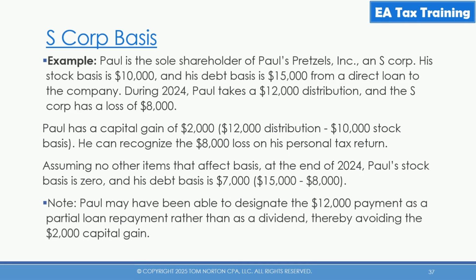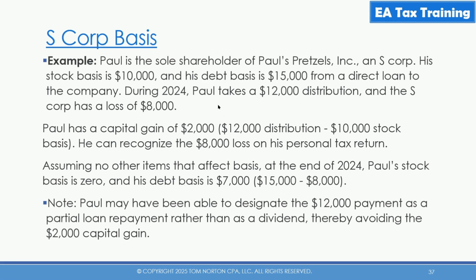Paul is the sole shareholder of Paul's Pretzels, Inc., which is an S Corp. His stock basis is $10,000 and his debt basis is $15,000 from a direct loan to the company. During 2024, Paul takes a $12,000 distribution and the S Corp has a loss of $8,000. So Paul has a capital gain of $2,000 because remember, distributions are applied first. So he's got $10,000 of stock basis. He takes a $12,000 distribution. So the first $10,000 of that distribution is a return of capital. It is not taxable. However, the extra $2,000 is a taxable capital gain.